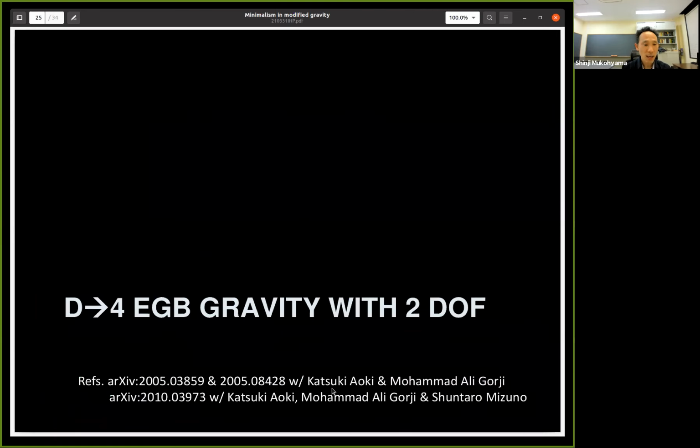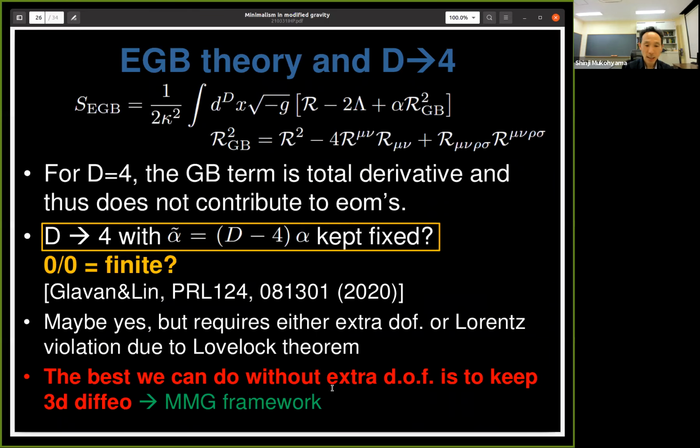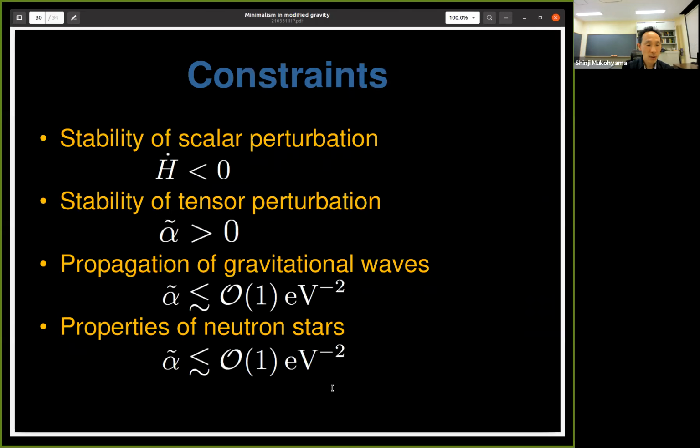Okay, so maybe I should skip this, but I just want to say that for Einstein-Gauss-Bonnet gravity, we can construct a consistent theory, but in the framework of minimally modified gravity, and this is type 2, actually type 2b. And also we have constraints from, I think, the propagation of gravitational waves.